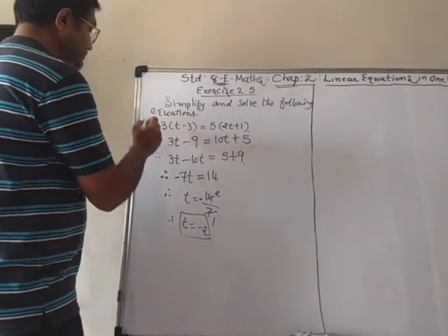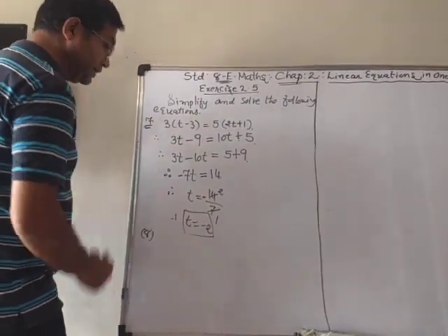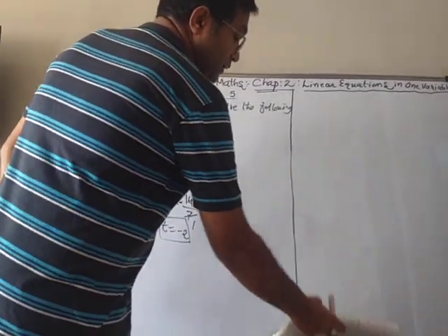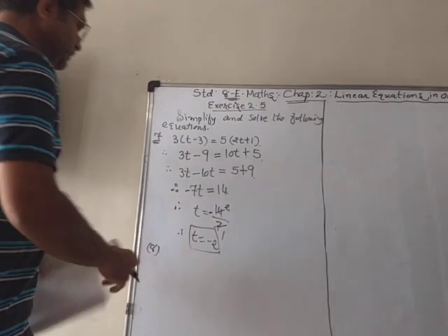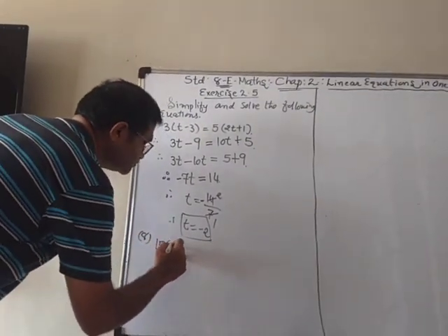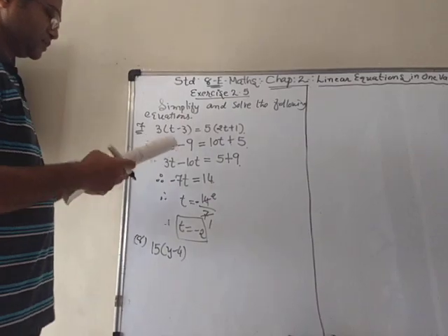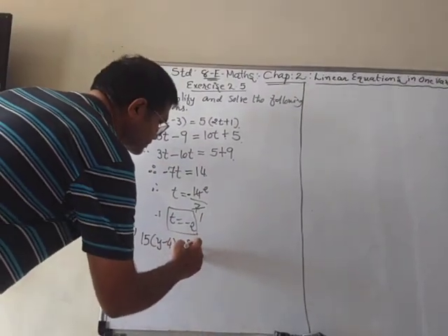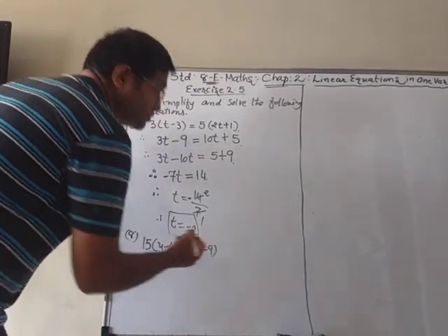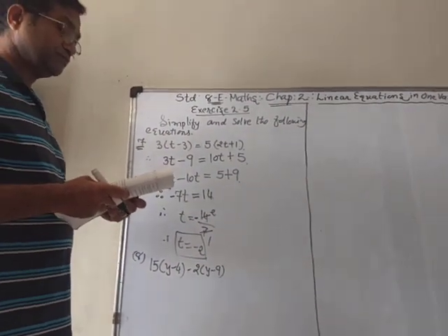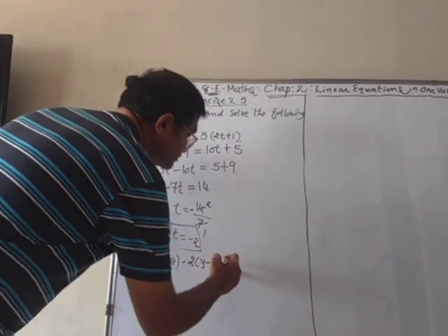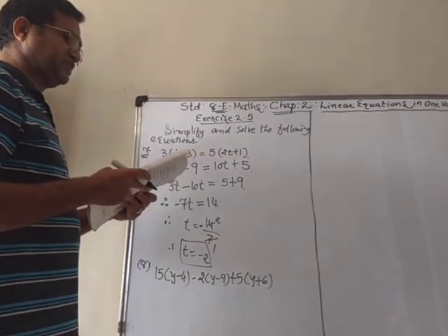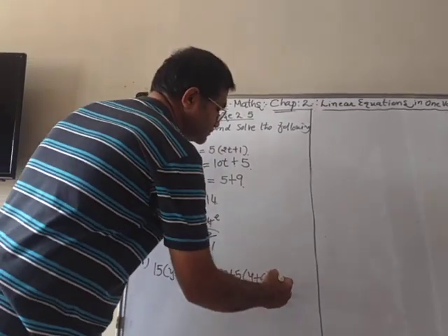Very, very simple sum. Now we will take the 8th one. The 8th one says 15 into bracket y minus 4, minus 2 into bracket y minus 9, plus 5 into bracket y plus 6 is equal to 0.